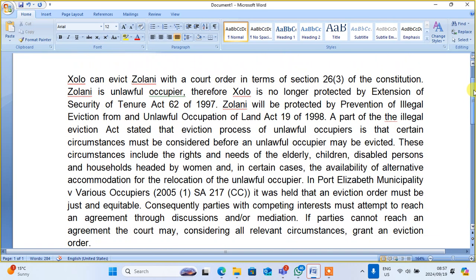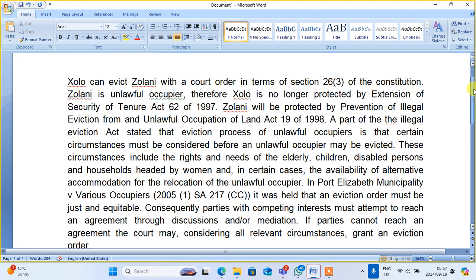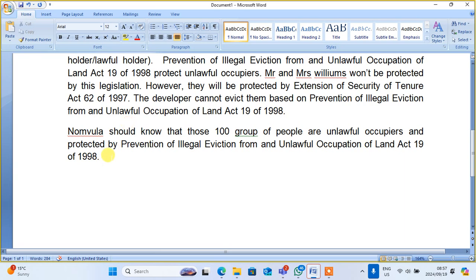Then you see what I've done on this one. I started that eviction must need a court order. So even in this instance, section 26(3) will be applicable. Therefore, Nomvula will need a court order to evict them. You must write like you're applying it to the situation: to evict them in terms of section 26(3) of the Constitution.